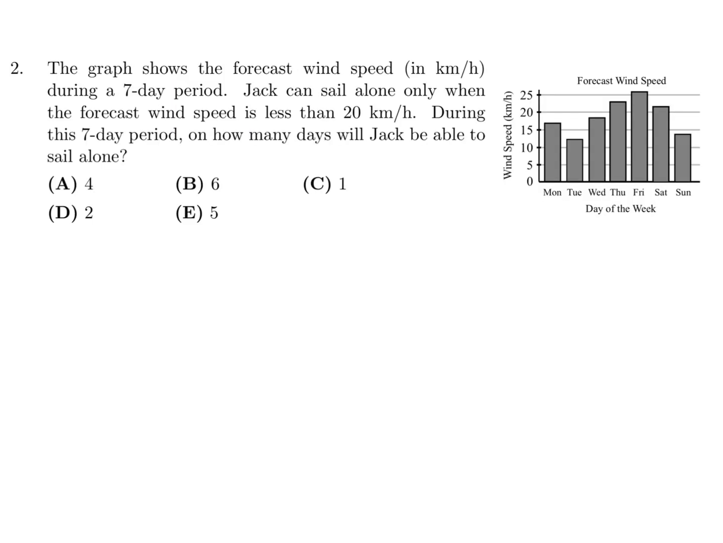The graph shows the forecast wind speed in kilometers per hour during a 7-day period. Jack can sail alone only when the forecast wind speed is less than 20 kilometers per hour. During this 7-day period, how many days will Jack be able to sail alone? Okay, so I guess our threshold is 20. Any day below 20, he can sail. So obviously Monday, Tuesday, Wednesday, and I believe Sunday. So 4 of those days, and therefore the answer would be A.